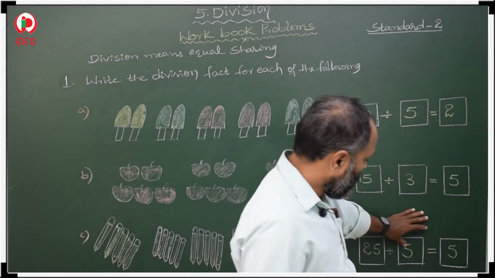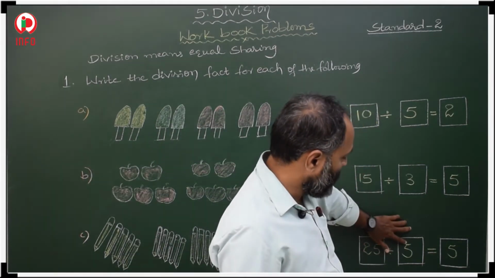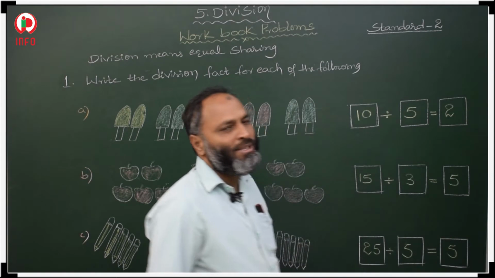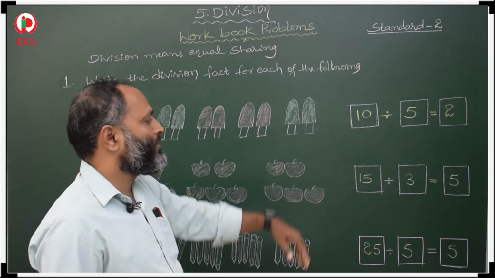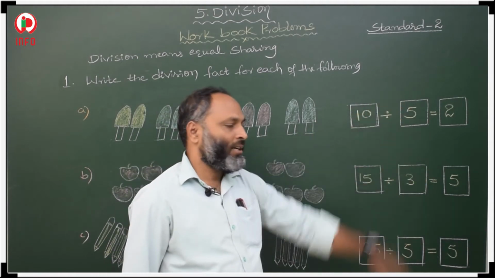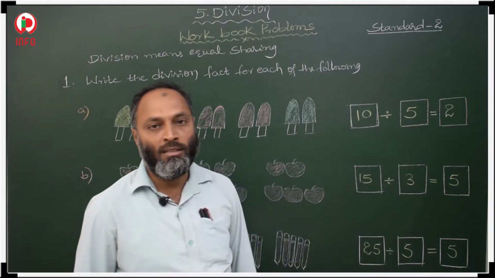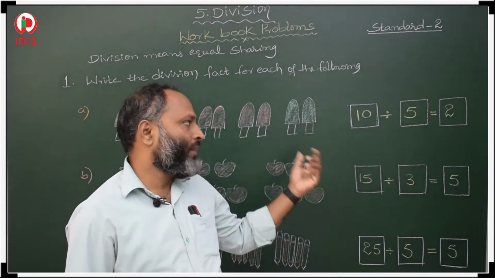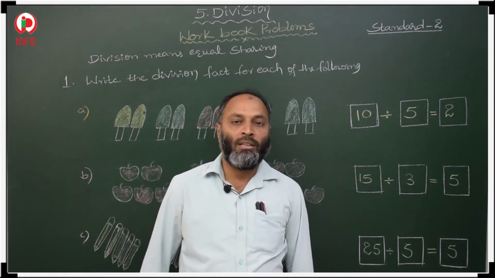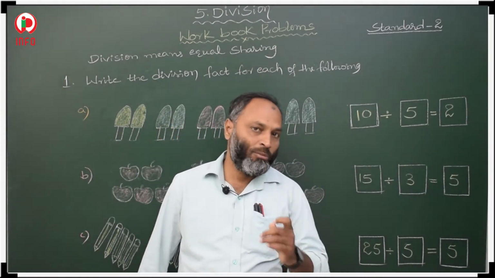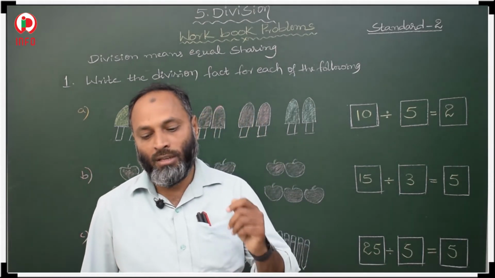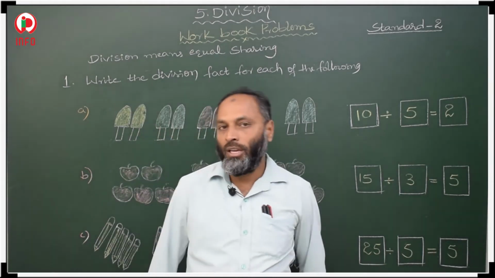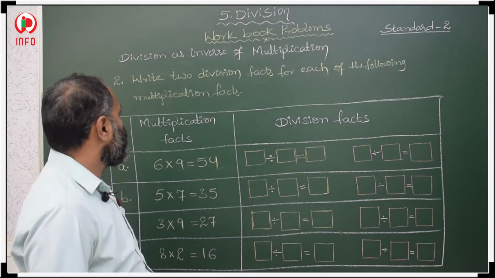Then if we divide into this many groups, how many items are there in each group? That we write in the last box, that is our answer. Okay. So, in this way we have to write our division fact. After this, one more similar question is there, that similar question you do as your home assignment.